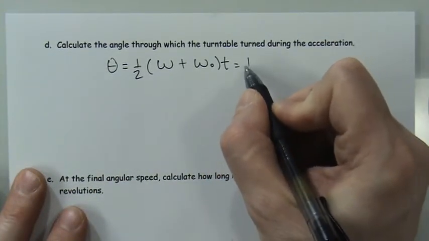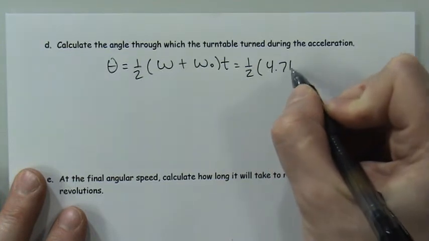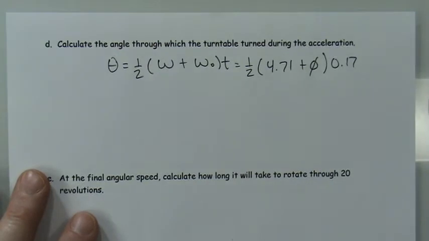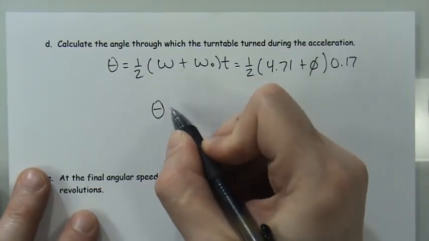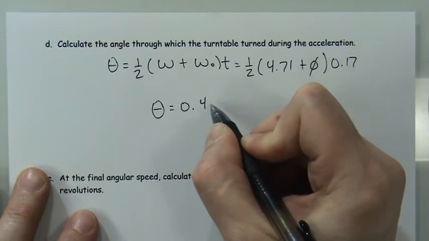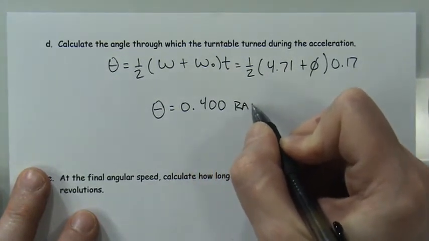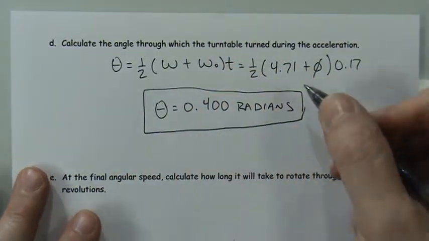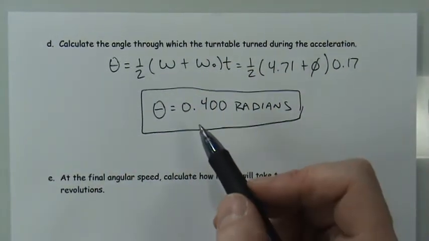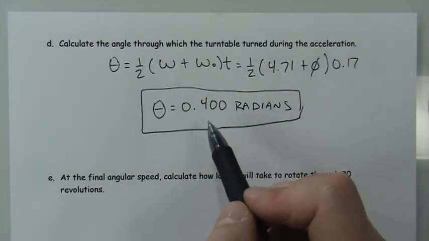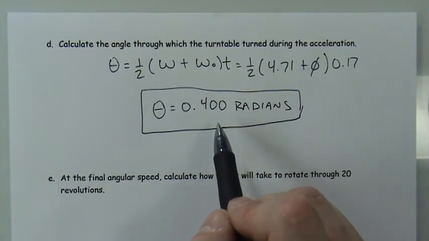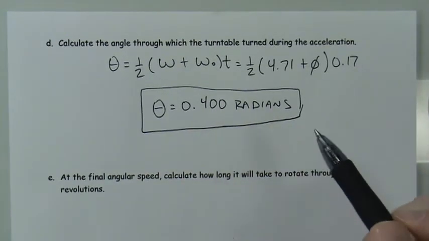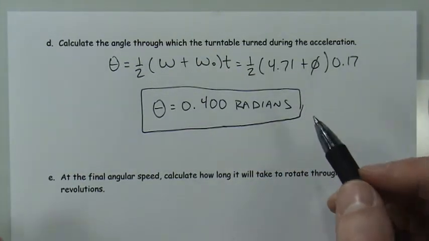So in this case, we just have to throw the numbers in. We already have all these numbers. It was 4.71 plus 0 times 0.17, and that would give you an angle swept through of 0.40 radians. So not even close to a complete circle, because remember, a complete circle would be 2 pi radians. So this only rotated a tiny distance before it finally was up to its full speed of 45 revolutions per minute, or 4.71 radians per second.